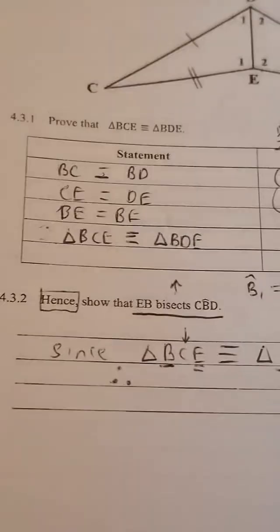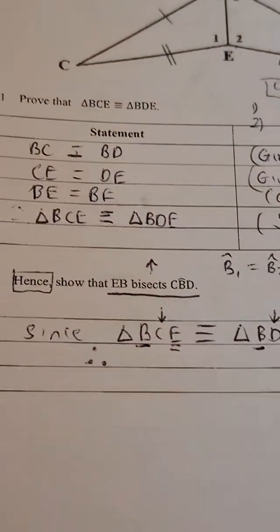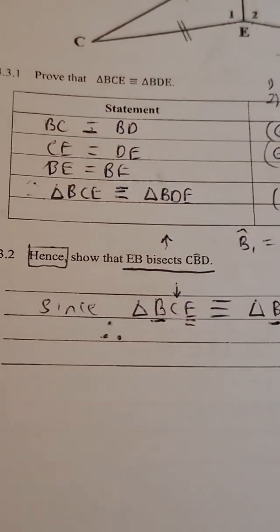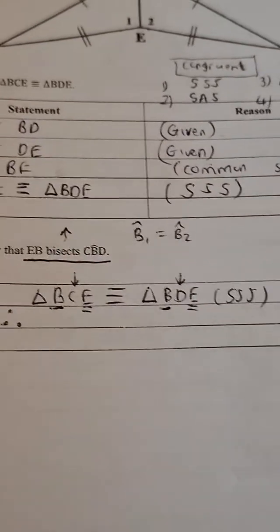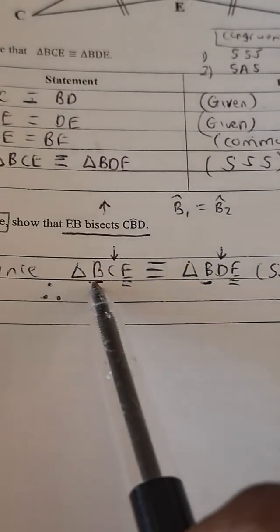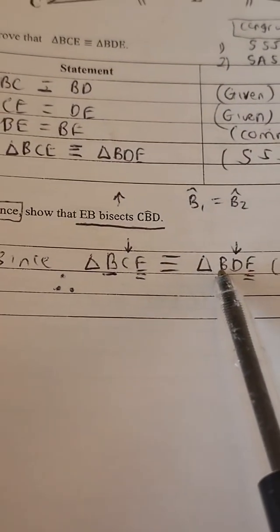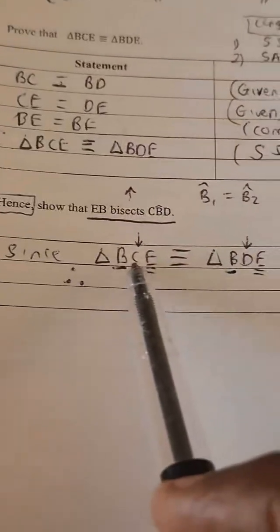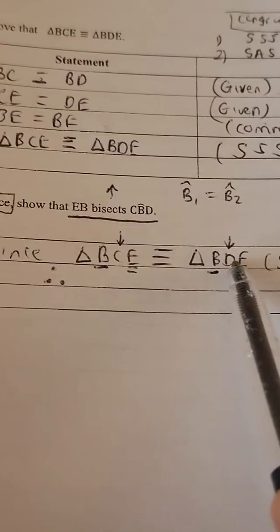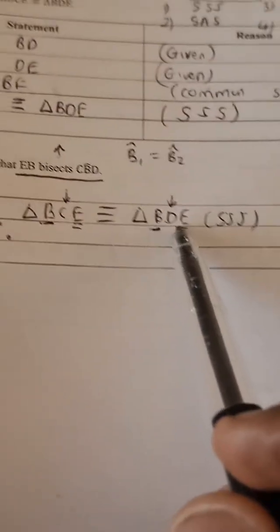Triangles are congruent. If the sides are all respectively equal for the corresponding sides, then the angles for congruent triangles should be equal as well. So in other words, this angle B should be equal to this angle B. We can conclude that because the triangles are congruent. This angle C should be equal to this angle D. We should conclude that as well. This angle E should be equal to that angle E.